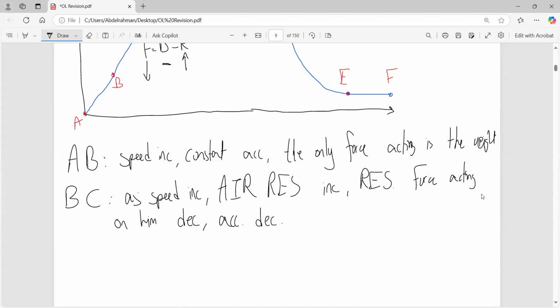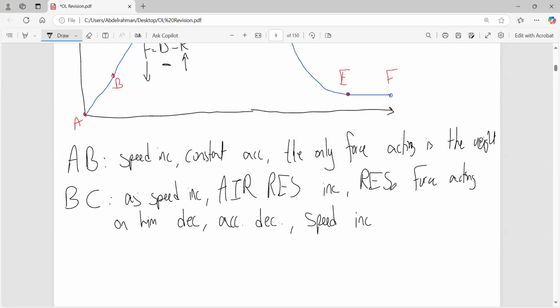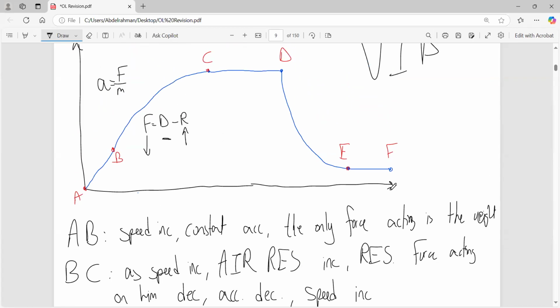So as his speed increases, the resistive force, which is the air resistance, increases. Therefore, the resultant force acting on him decreases and the acceleration decreases. The speed is still increasing. Speed increases with a decreasing acceleration, until he reaches C.